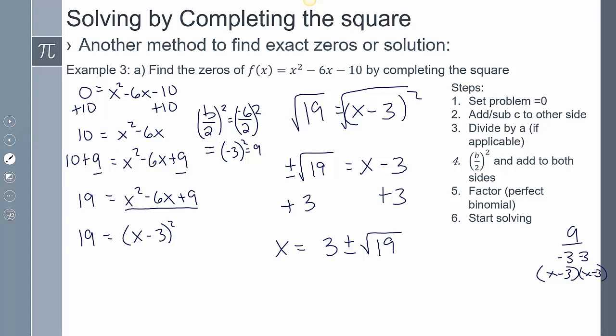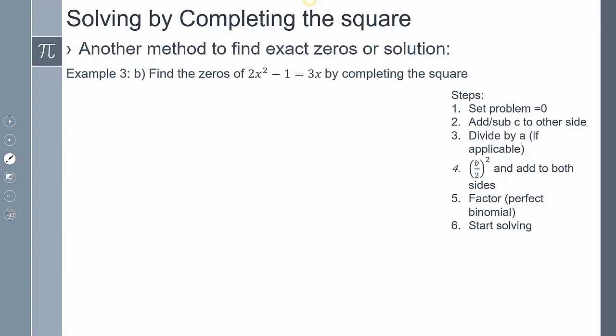Step 4 says take b over 2 squared and add it to both sides. So here's my b. I took it, divided it by 2, and squared it, and so I got 9, and so I added that 9 to both sides. Then factor. This will always factor when you do that, and so I factored into this statement. And then from there, you're able to solve it, which is why I'm able to take the square root to both sides. Then I added 3 to both sides, and I got this statement here. And now I can break it up if I wanted to, but that works.